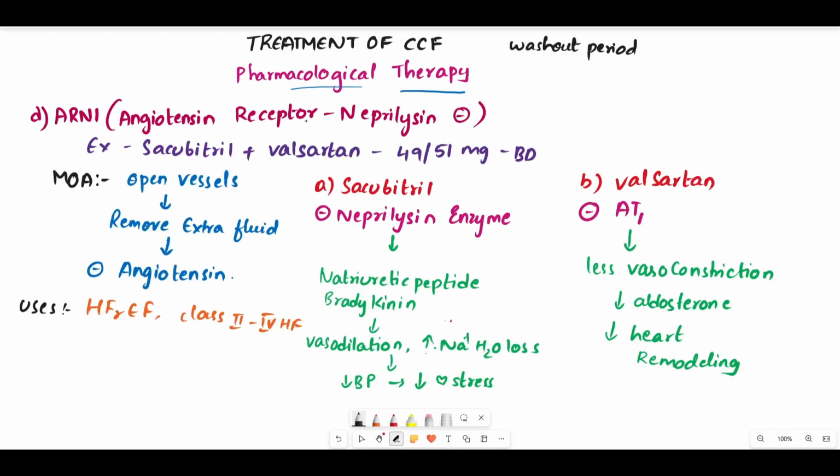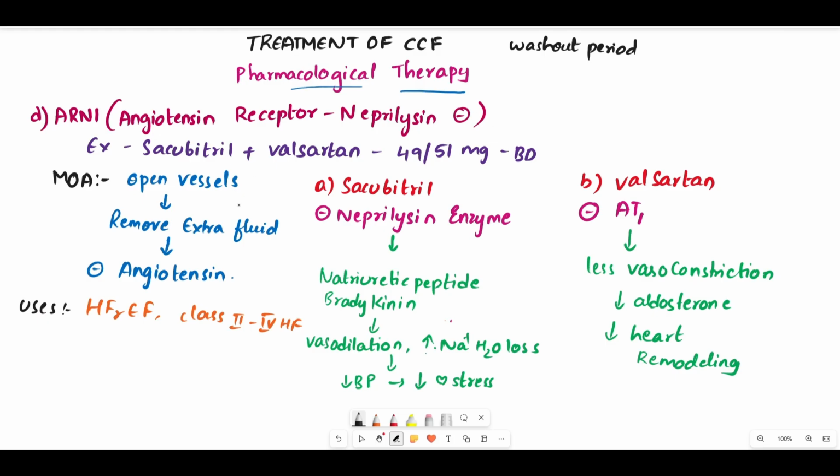So coming back to the next class, the ARNI. This is one of the important classes under these heart failure drugs. Angiotensin receptor neprilysin inhibitors. So coming to the example, this has both sacubitril and valsartan at a dose of 49 to 51 mg given twice in a day.